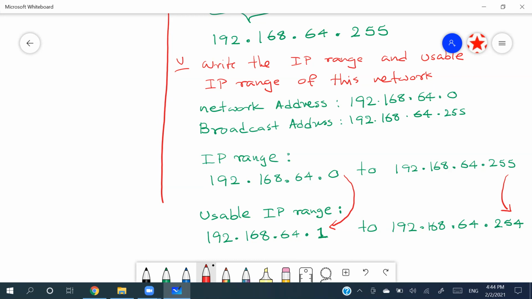Yes, it is 192.168.64.1 to 192.168.64.254. Lalindi, is it 255? It is starting from 1, goes up to 254. Yes, Deelaka, that's right. It's 254.